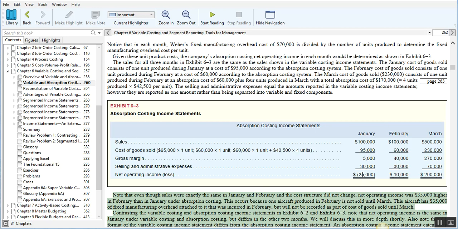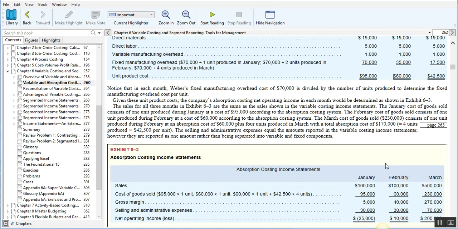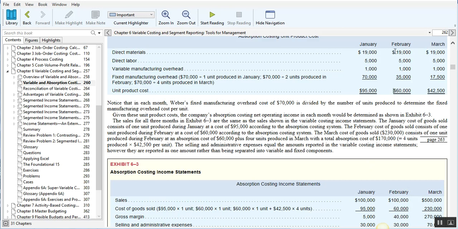However, when we're looking at February, we have a different cost of goods sold. Remember back here we were looking at the cost of the units, and when the cost per unit dropped, that's what our cost of goods sold is. So we see the unit cost here of $60,000 is much lower than the original 95 using absorption costing because we're taking fixed overhead and dividing it by the number of units produced.